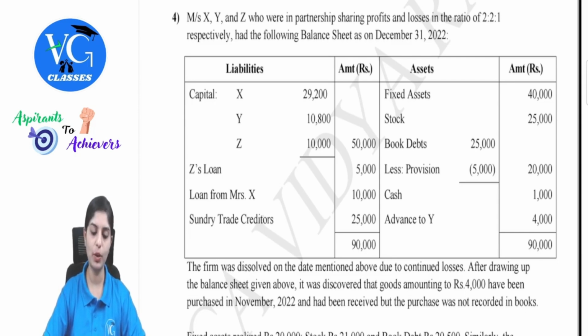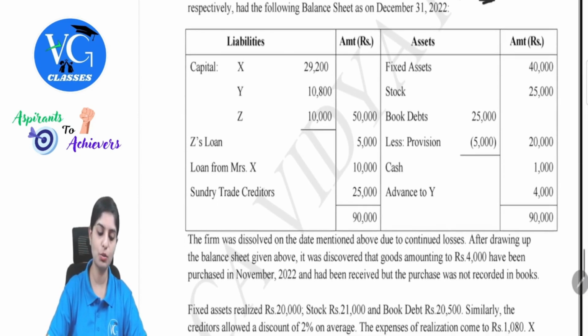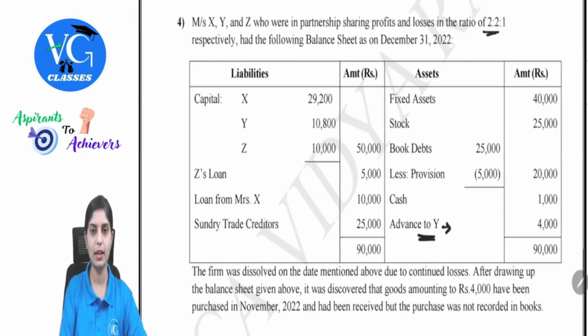X, Y, and Z are in partnership sharing profits and losses in the ratio of 2:2:1. They had the balance sheet: fixed assets, stock, book debts, advance to Y. Y was one of the partners. So what is this? Advance to Y, coming on the asset side, means the partnership firm has given a loan to the partner.